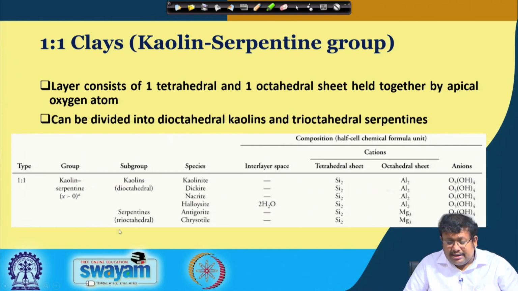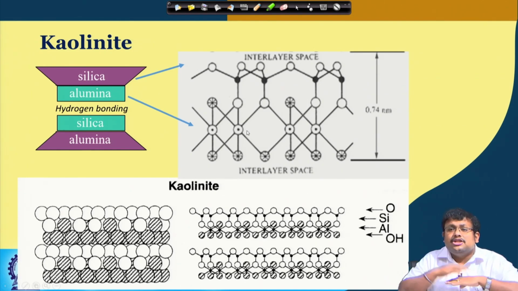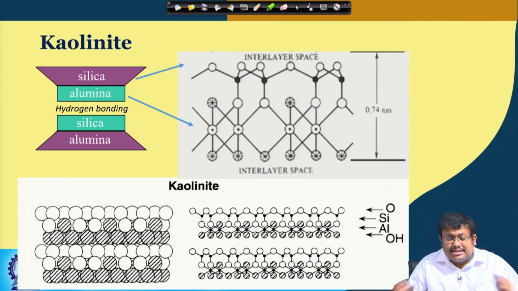Their composition, that is the half cell chemical formula unit, is also given here. So, this is the kaolinite structure, one silica tetrahedral sheet and one aluminum octahedral sheet, joined together by sharing the apical oxygen. Here you can see sharing the apical oxygen of the tetrahedral layer, and then it follows this 1:1 layer structure.